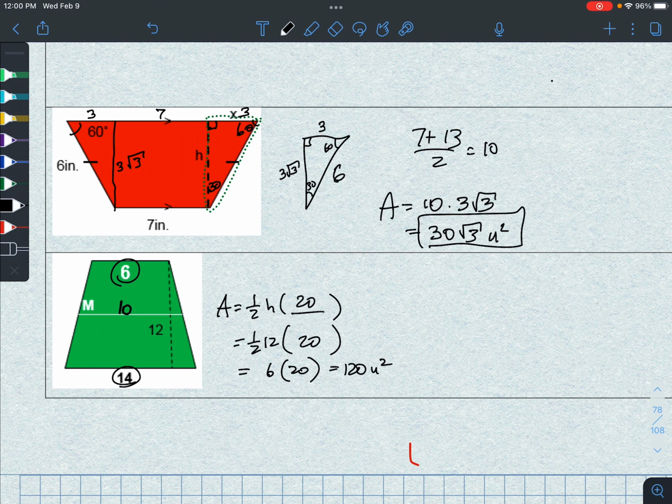Pick your method, go with it, solve those trapezoids. Have fun in the homework, knock yourself out.